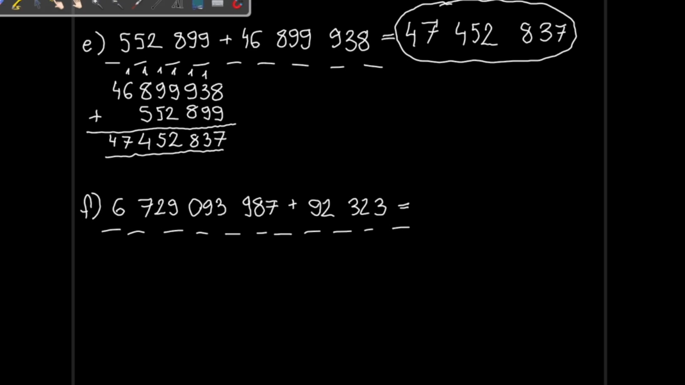The second one is just a 5-digit number. So I'll write the bigger one here. Just make sure I wrote that correctly. Yes. And now the smaller number, this one has 5 digits. So we write it under here. 92323. And the line here.